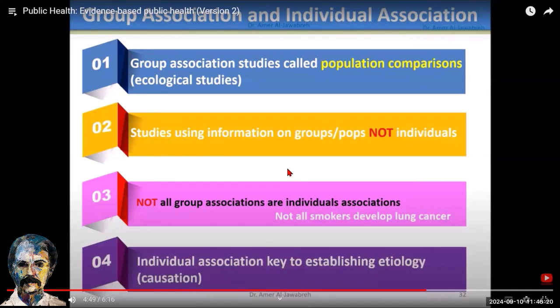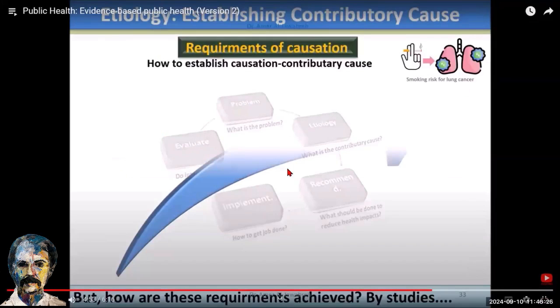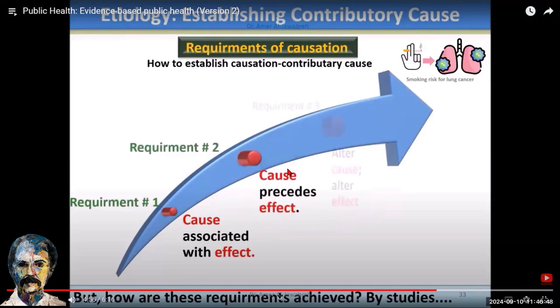How do we do this? Look, if you remember, this is the cycle which we started the chapter with: problem, etiology, recommendation, implementation, and evaluation. We have 3 requirements so that you can reach causation, individual. Requirement 1, requirement 2, requirement 3. Let's have a look at these requirements. Requirement 2, cause precedes effect, comes before. And finally, requirement 3, alter cause, alter effect.